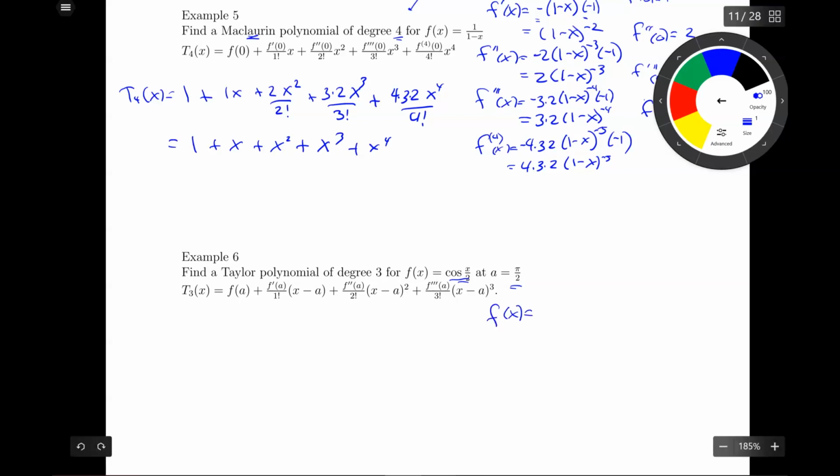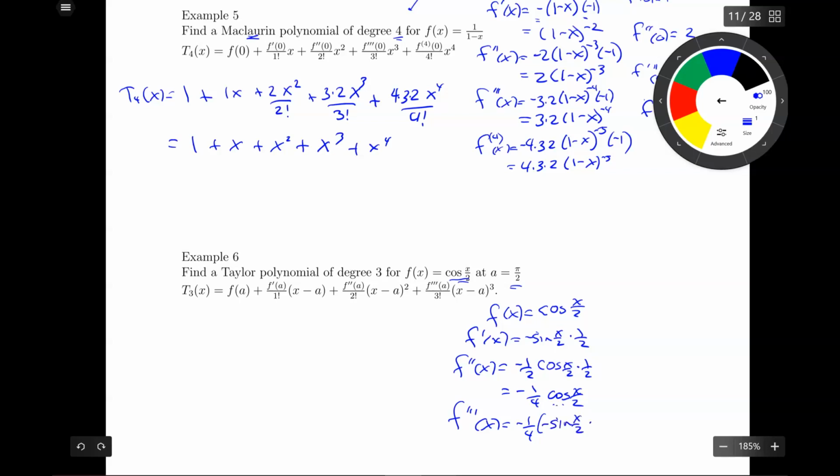All right, one more, just uglier derivatives and Taylor polynomial degree 3. So let's start with our function, cosine of x over 2. One derivative will give me a negative sine of x over 2 times a 1/2. Second derivative, carry along the negative 1/2. Take the derivative of sine and get cosine of x over 2 times another negative 1/2. So I'll get negative 1/4 cosine of x over 2. One more derivative. So carry along the negative 1/4, take another derivative, so I'll get negative sine of x over 2 times a 1/2. So I'll get a positive 1/8 sine of x over 2.